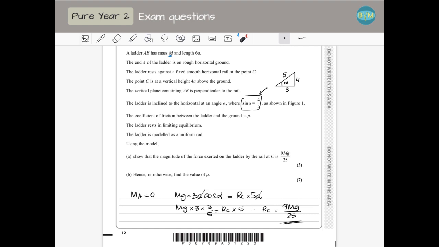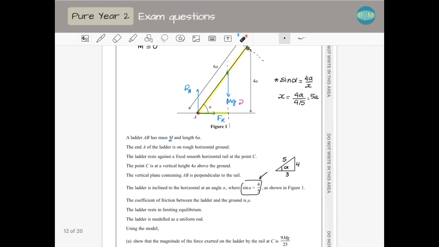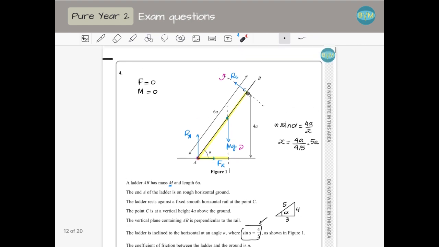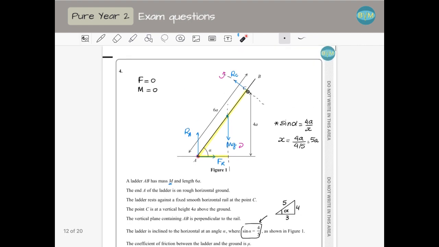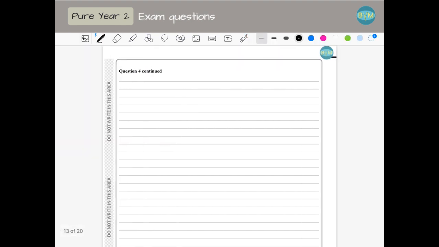Now the second part is a hence. So we are going to use this information, or otherwise find the value of mu, the coefficient of friction here. Remember, when it's in limiting equilibrium, the friction is the coefficient of friction times the normal reaction at that point. So we are going to find the coefficient of friction by dividing the friction by the normal reaction at that point.